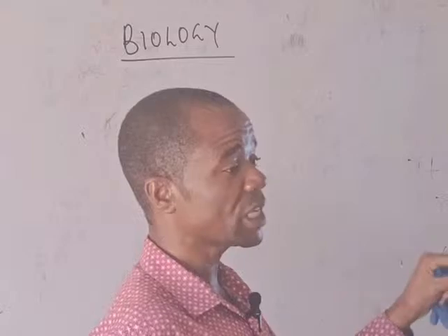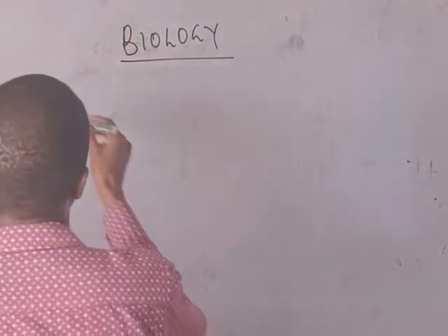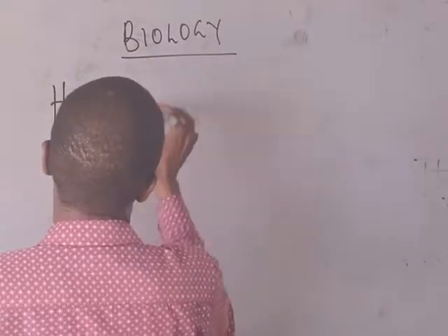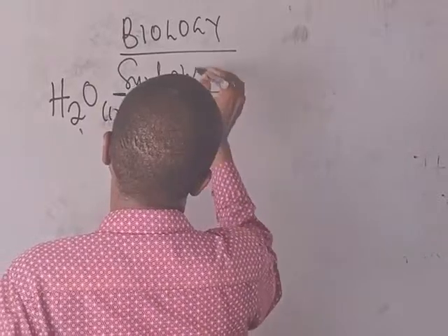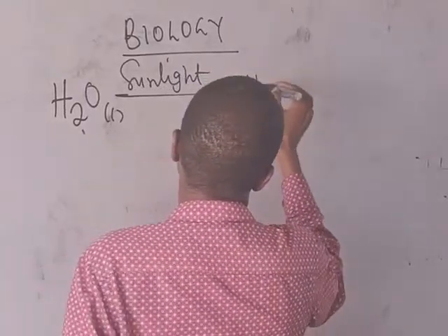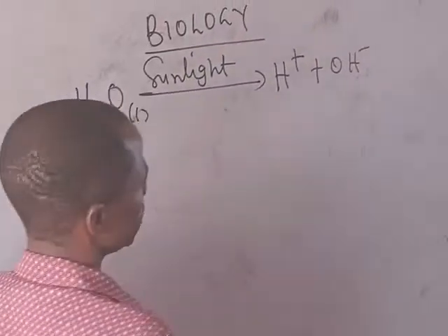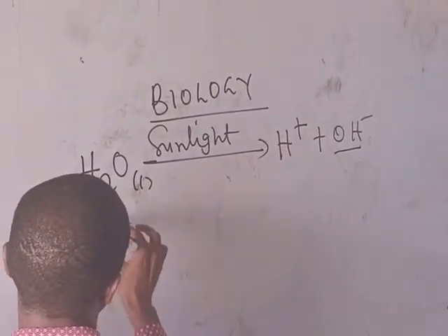And it is from the hydroxide ion now that the oxygen is released. Let's take a look at the board. When water is broken down during photolysis, H2O, and then sunlight, then we have H plus, then plus OH minus. That's photolysis of water. Then from this hydroxide ion comes the oxygen now.